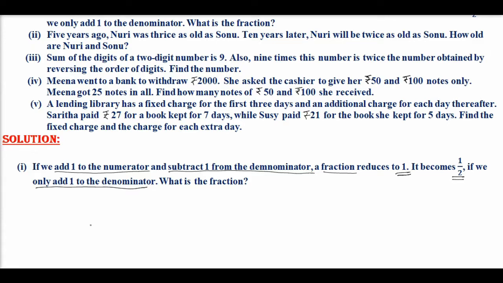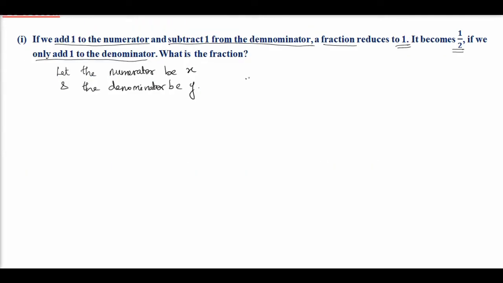Always we will consider the numerator of the fraction as x and the denominator as y, isn't it? So let's first assume. Let the numerator be x and the denominator be y. So what about the fraction? Therefore the fraction is equal to x by y, isn't it? Numerator by denominator. Now what's the first condition? Add 1 to the numerator and subtract 1 from the denominator. The fraction reduces to 1. So this is equal to 1.